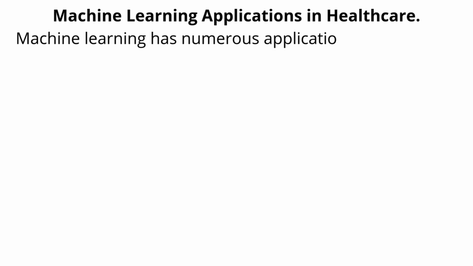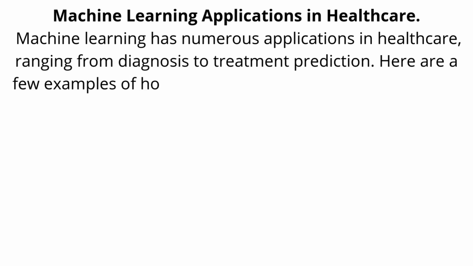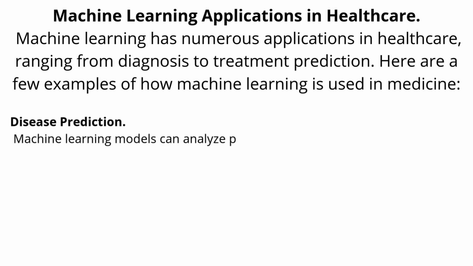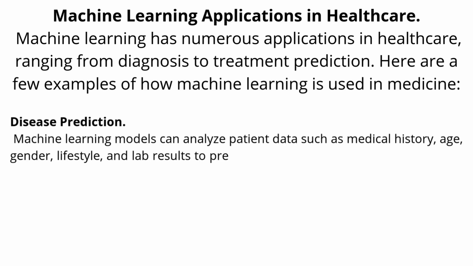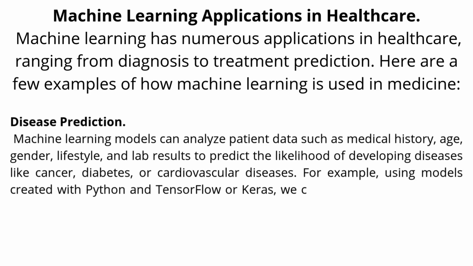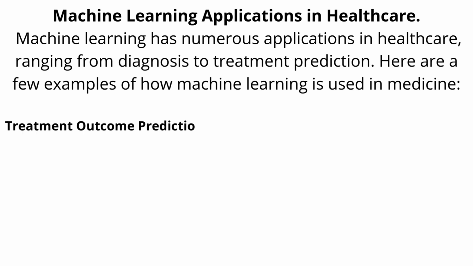Machine learning applications in healthcare. Machine learning has numerous applications in healthcare, ranging from diagnosis to treatment prediction. Here are a few examples of how machine learning is used in medicine. Disease prediction. Machine learning models can analyze patient data such as medical history, age, gender, lifestyle, and lab results to predict the likelihood of developing diseases like cancer, diabetes, or cardiovascular diseases. For example, using models created with Python and TensorFlow or Keras, we can predict the likelihood of breast cancer based on mammogram images.